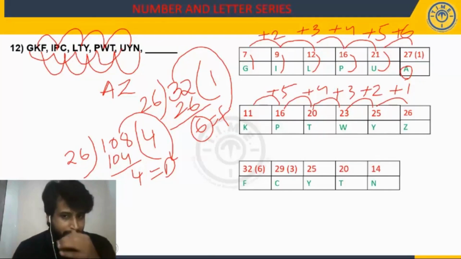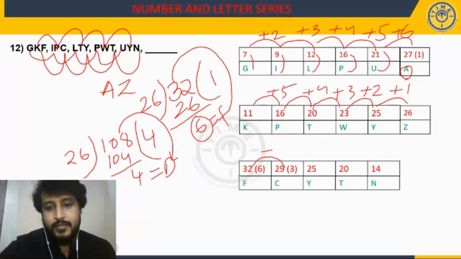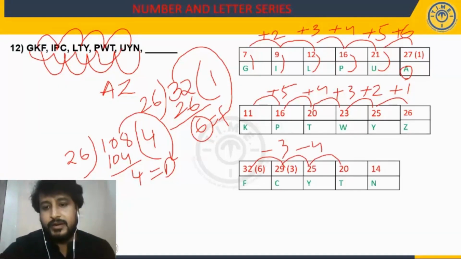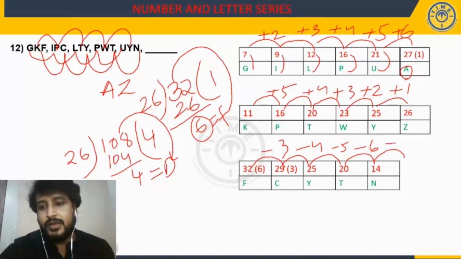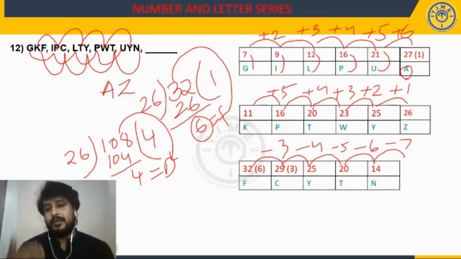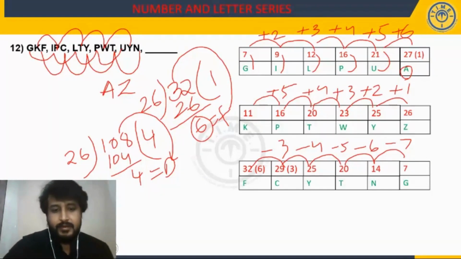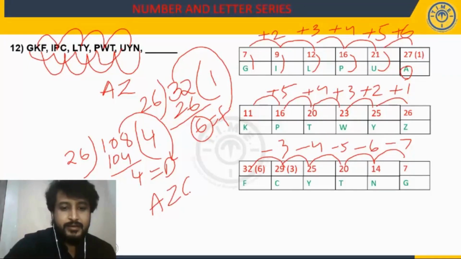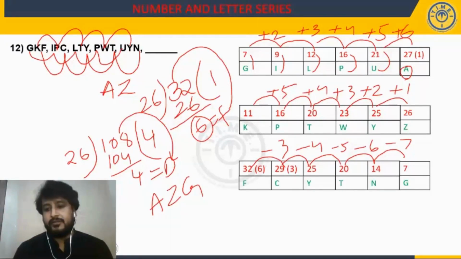Okay. Now identify the logic. 32 to 29 is minus 3, 29 to 25 is minus 4, 25 to 20 is minus 5, 20 to 14 is minus 6. So what will be the next logic? Minus 7. Minus 3, minus 4, minus 5, minus 6, minus 7. 14 minus 7 is 7. Which letter has place value 7? G. So what is our required answer? A, Z, G.